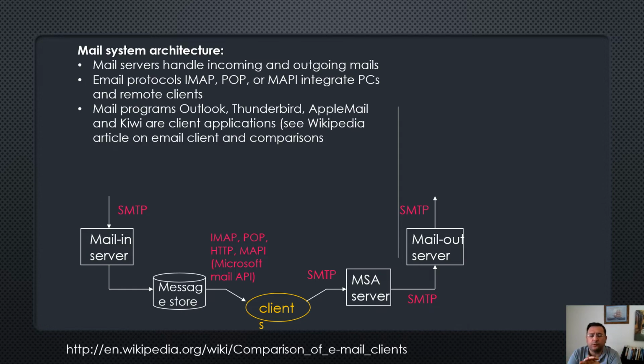The mail system architecture includes mail servers, which handle incoming and outgoing mails. Email protocols include IMAP, POP, and MAPI, integrating PCs and remote clients. We use several mail programs such as Outlook, Thunderbird, Apple Mail, and many other applications. We also don't need to use an application. We can just browse Gmail or Hotmail directly from their website and then download and see our emails or send an email.